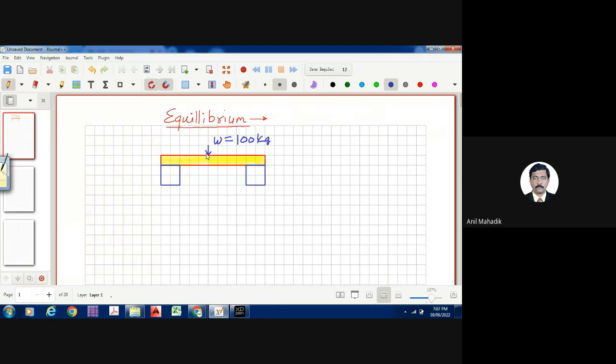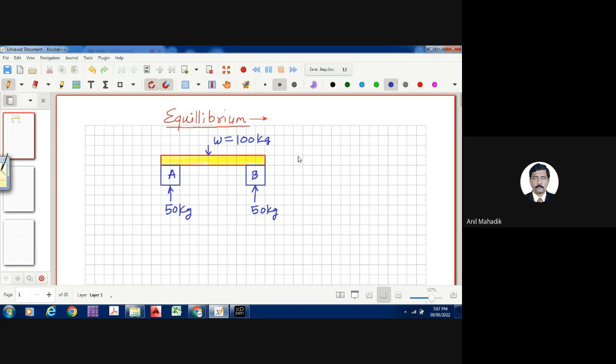So if the load is exactly at the center, what will be the reaction here? W/2. Yes, half of whatever total load is there at the center will go here, half will go here. So that W/2 is only applicable if the load is at the center. So how much reaction will be here? 50 kg, half load. Let's say this is your A support and this is your B support.